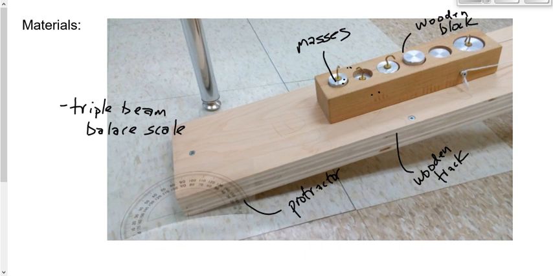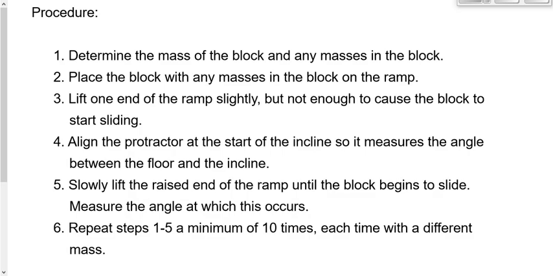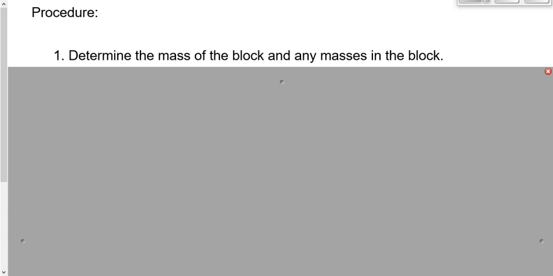All right, that's the apparatus. Now, how are we going to use this apparatus? The first thing you're going to do is to determine the mass of the block and any masses in the block. So, in other words, if you're using the wooden block and a couple of masses inside it, make sure you know what that total mass is. Whether it's by putting it on a triple beam balance scale or simply by adding the mass of the block, which you've already measured, to the mass of the aluminum masses inside it, whatever. Get the mass of whatever you're using for trial number 1.